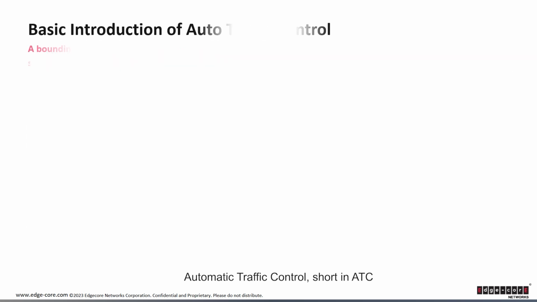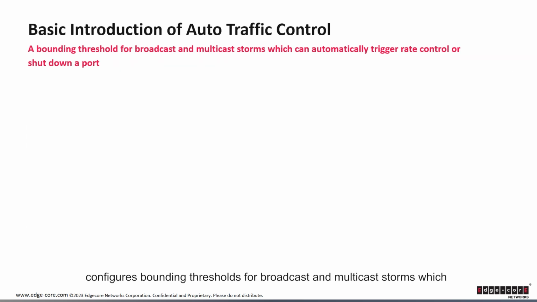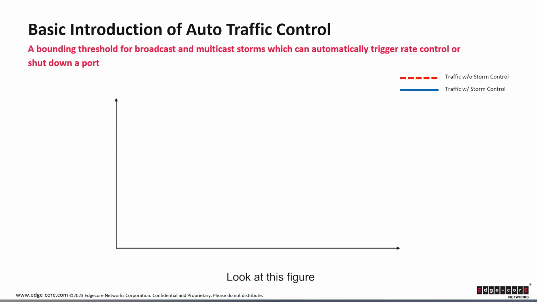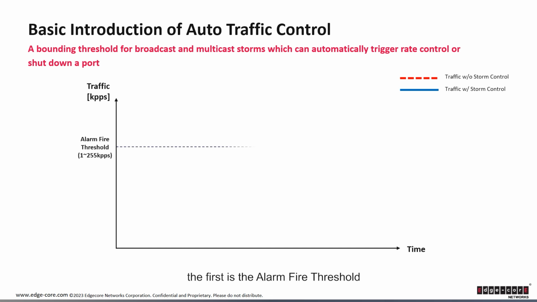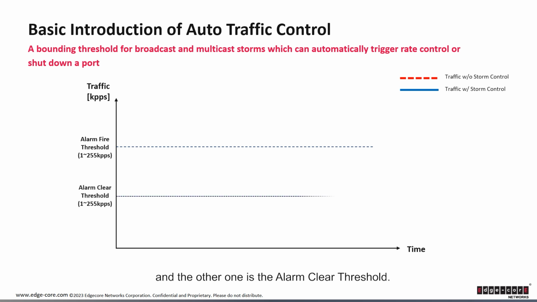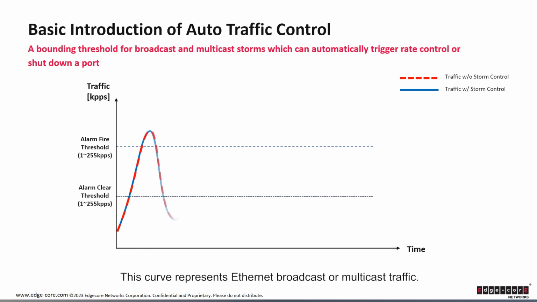Automatic traffic control, short for ATC, configures bounding thresholds for broadcast and multicast storms which can be used to trigger rate control or to shut down a port. Look at this figure. The x-axis is time, and the y-axis is Ethernet broadcast or multicast traffic. ATC needs to configure 2 thresholds. The first is the alarm fire threshold, and the other one is the alarm clear threshold. This curve represents Ethernet broadcast or multicast traffic.